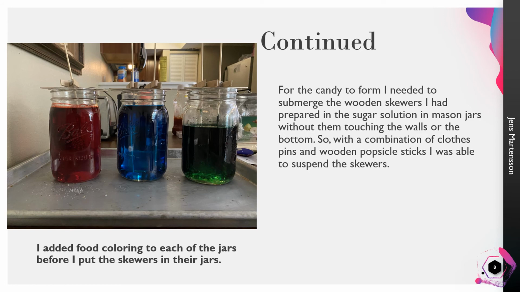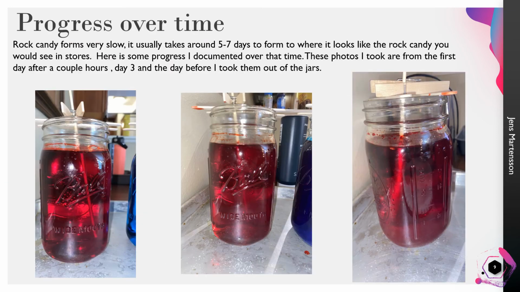When I put the skewers inside the mason jars, they had to not touch the walls or touch the bottom, so I suspended them with a combination of clothespins and wooden popsicle sticks, and so they ended up looking like this. And I also added food coloring because why not? The crystallization process is pretty slow, and so for rock candy, it usually takes around 5 to 7 days before it starts to look like rock candy you would buy in a store.